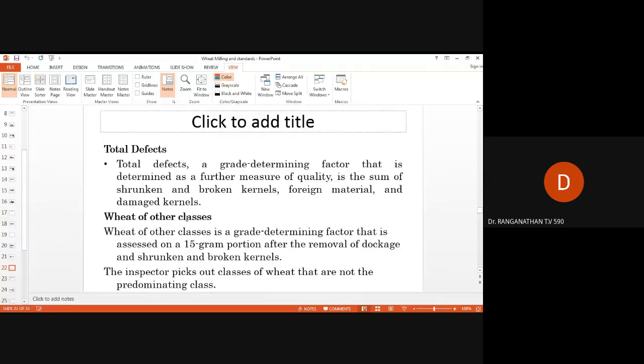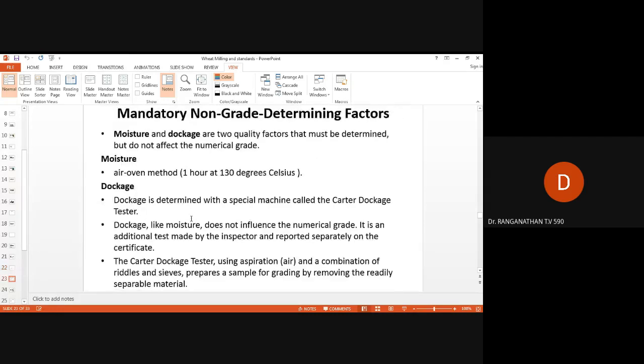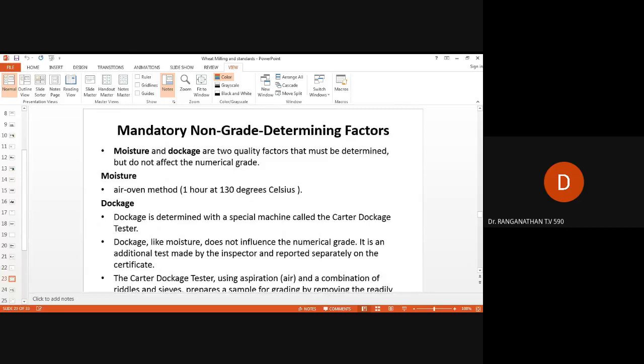Now, the other thing is, wheat of other classes is another grade determining factor. Now I have a particular wheat. Sometimes it can so happen that another wheat variety gets inside. Now this is again considered as foreign matter, one grade determining factor. Why is this important? Again, as I already told you, the length to breadth ratio, the density, and everything varies depending on the wheat variety. So this is again one more important factor. Okay, fine. I think we'll stop here.